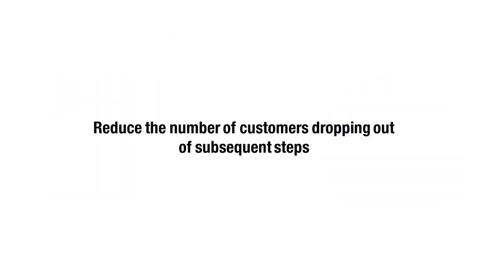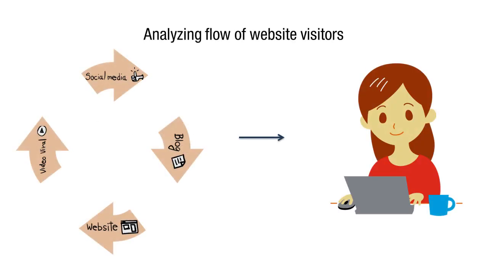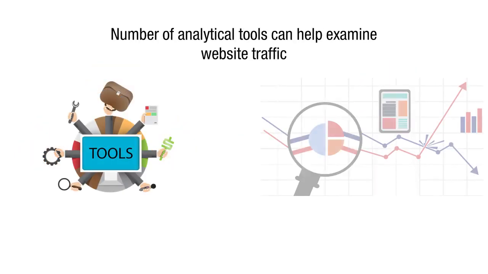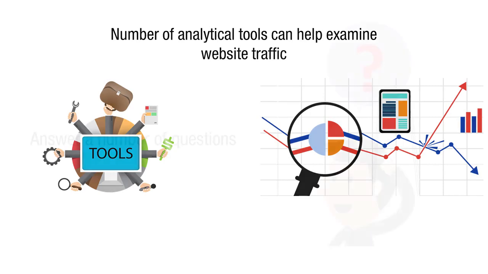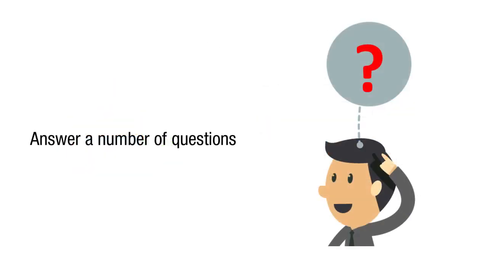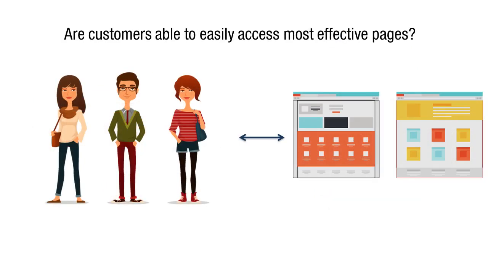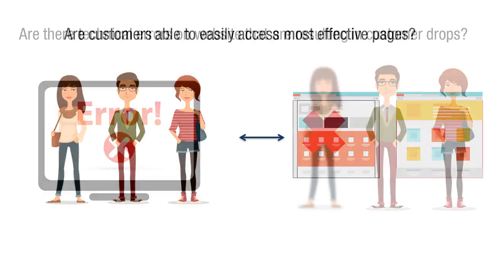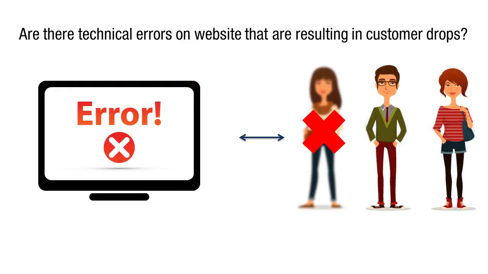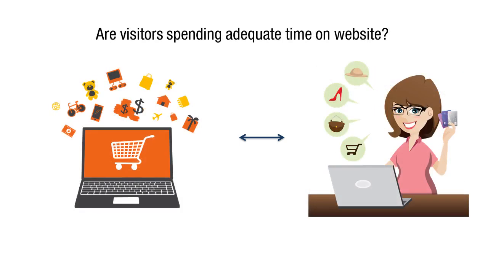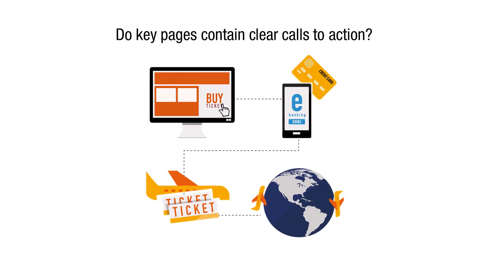Reduce the number of customers dropping out of subsequent steps. This increases the conversion rate and can be achieved by analyzing the flow of website visitors. There are a number of analytical tools that can help a company examine its website traffic in multiple ways and answer a number of questions, such as the following. Which pages have the highest drops? Are customers able to easily access the most effective pages? For example, pages on testimonials and product features. Are there any technical errors on the website that are resulting in customer drops? Are visitors spending adequate time on the website? Do key pages contain clear calls to action?